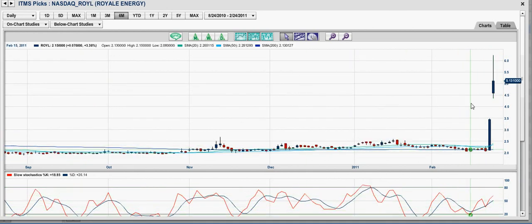All right, let's go ahead and look at the next chart, which is going to be Royale Energy. This is a humongous inverse hammer. And again, if oil prices go down again, this stock will have a pretty decent pullback on that, which makes it a great short opportunity.